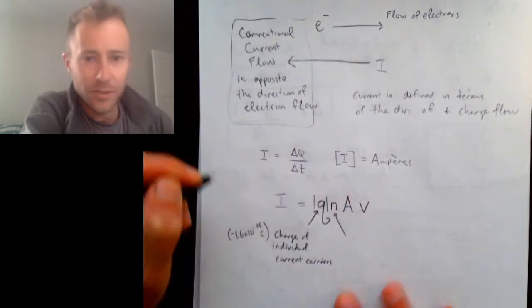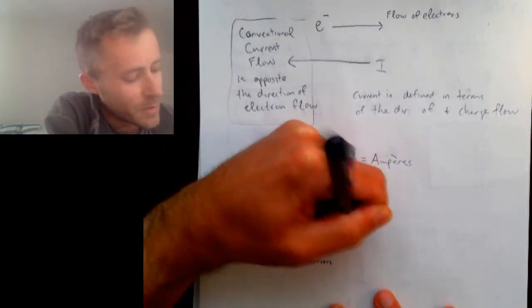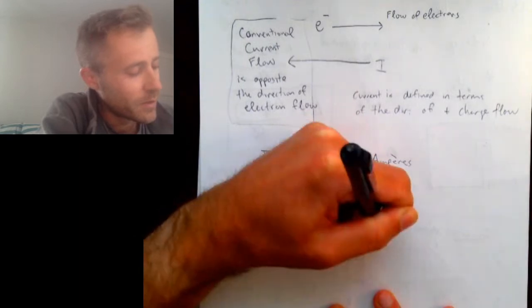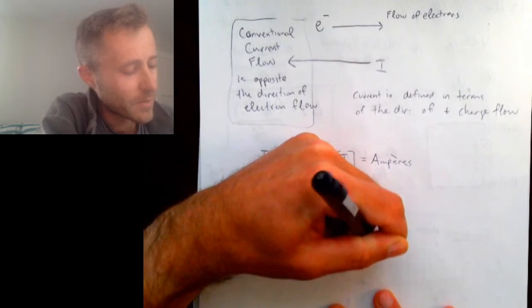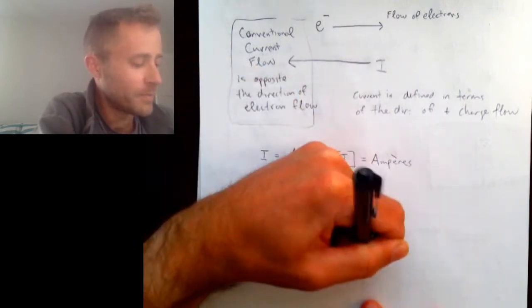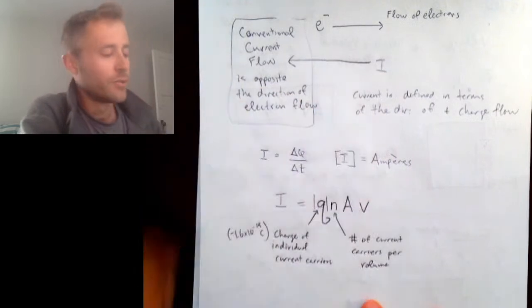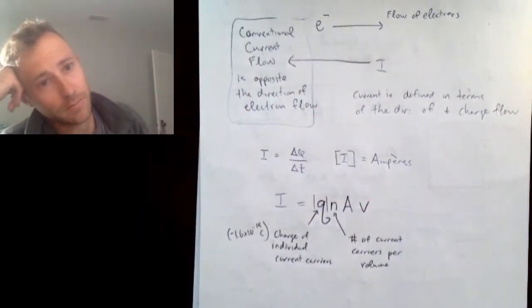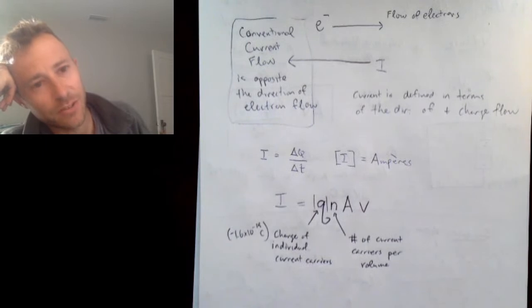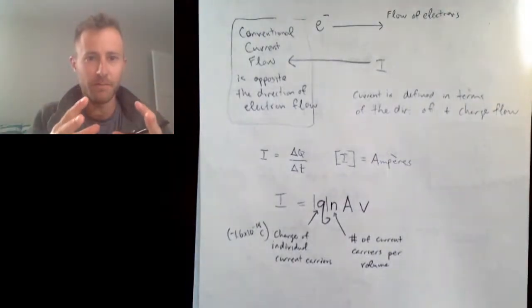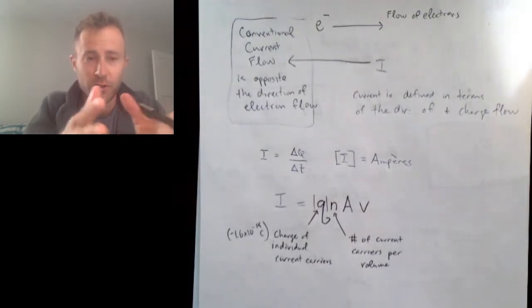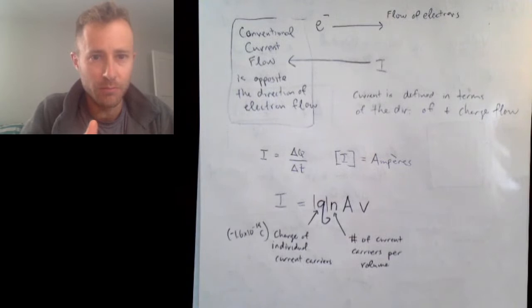N is the number of current carriers per volume. So that is basically it's the density of current carriers. So it's number per volume. So if you have more current carriers within a material, all right, then that means that when those current carriers flow, there's going to be a lot more current. All right.